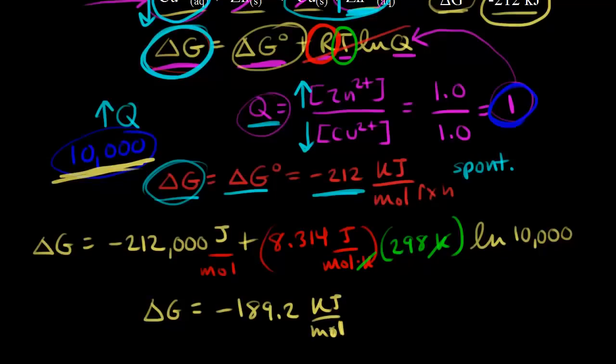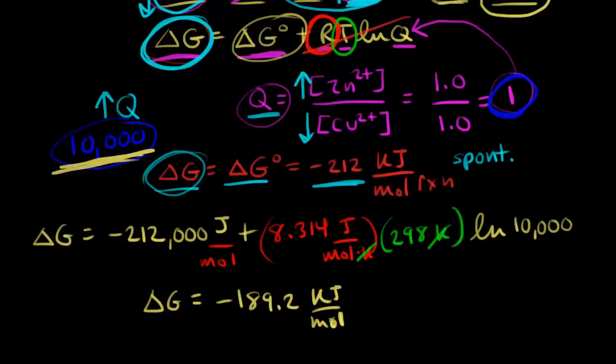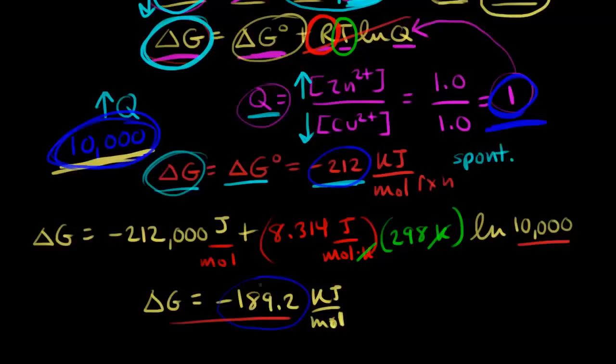I'm not really too concerned about the exact number. I'm just trying to point out what happens as you change Q. Right? So as we increased Q, as we went from Q is equal to 1 to Q is equal to 10,000, what happened to delta G? We went from negative 212 kilojoules to negative 189.2 kilojoules. So we're getting closer to 0. We're getting closer to equilibrium. But at this instant, when Q is equal to 10,000, we still have a negative delta G. So the reaction is still spontaneous. We're still going to generate a current. We're still going to make more of our products. We're still going to have a voltage at this moment in time.